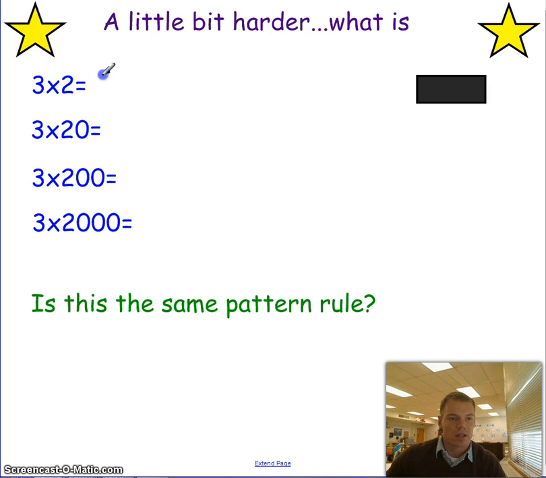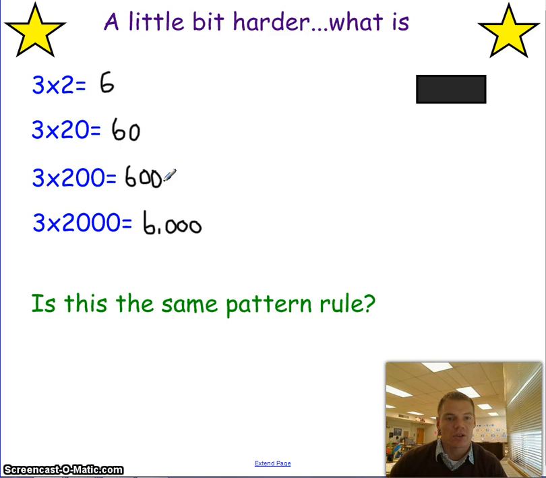3 times 2 is 6. 3 times 20 is 60. 3 times 200 is 600. And 3 times 2,000 is 6,000. Now again, pause the video and see if your rule still works for this set of numbers as it did for the last set. Alright, hopefully you found out that your rule did work.